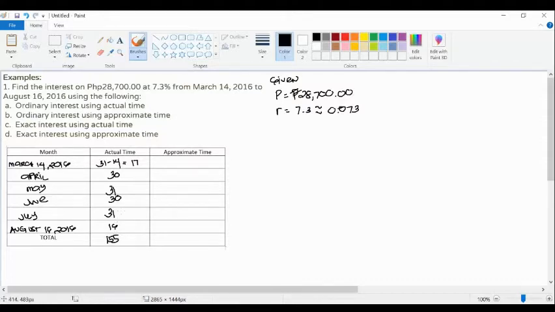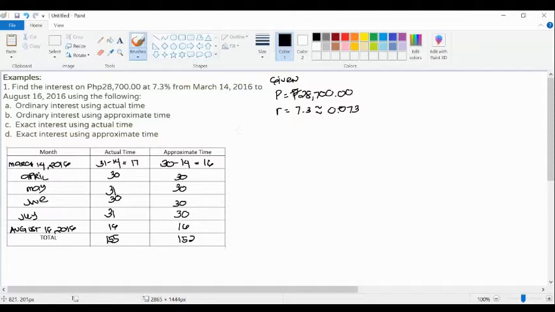While for the approximate time, remember, regardless of the month, regardless if it is a leap year or not, we're going to use 30 days. Okay? So 30 minus 14, that will be 16. Then 30, 30, 30, 30. Lastly, 16. Okay? It will give us an answer of 152. So therefore, we can say that there are 155 days for the actual time and 152 days for the approximate time.